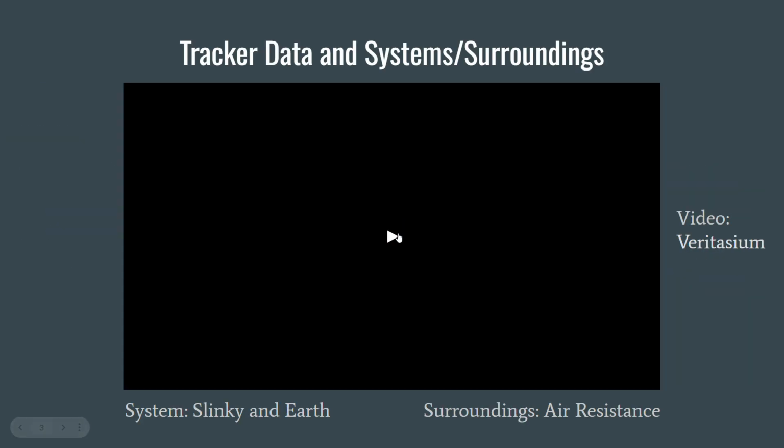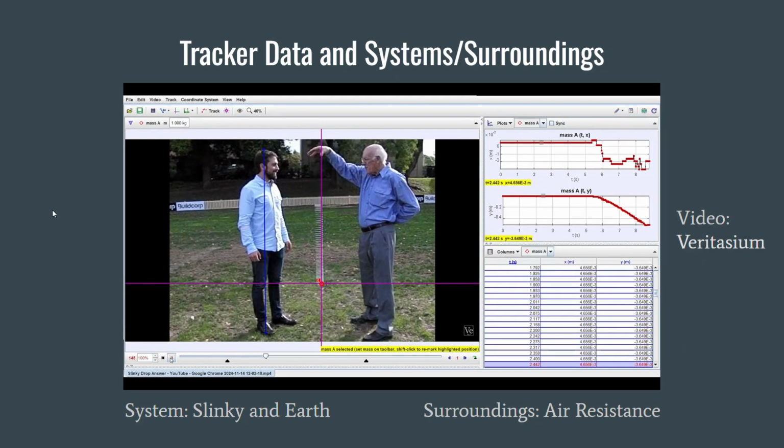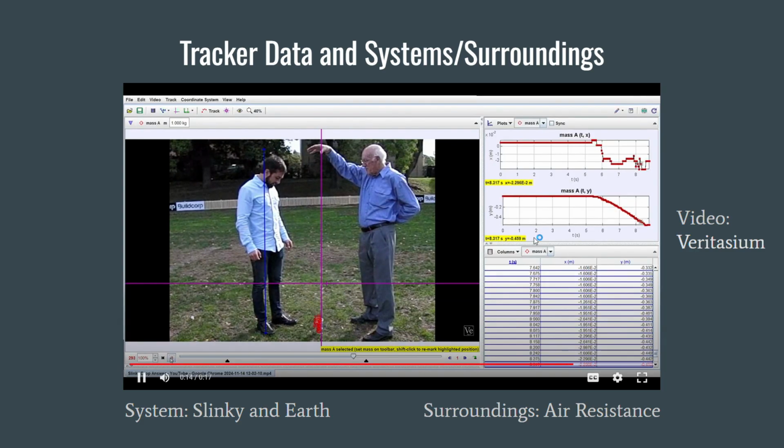So here's the tracker view. The system is the Slinky and the Earth. The surroundings is the air resistance. So as you see, when we drop the Slinky, the bottom remains still until the top hits it, and then the whole thing starts falling. You can see the graph here.